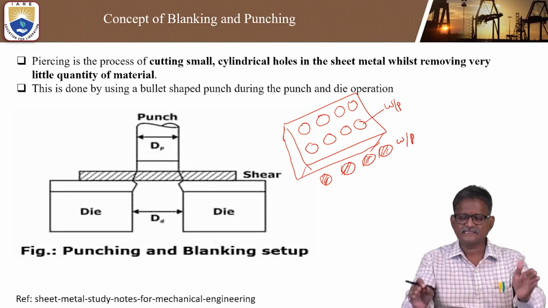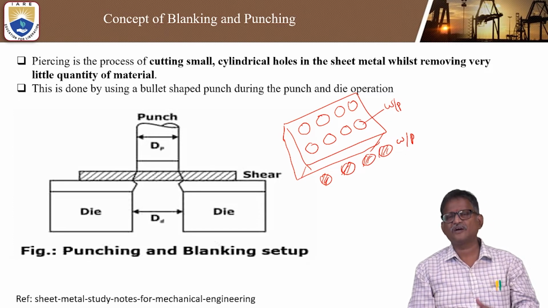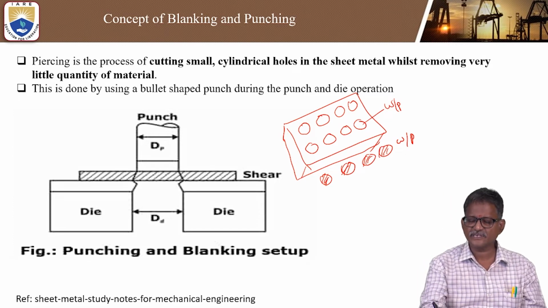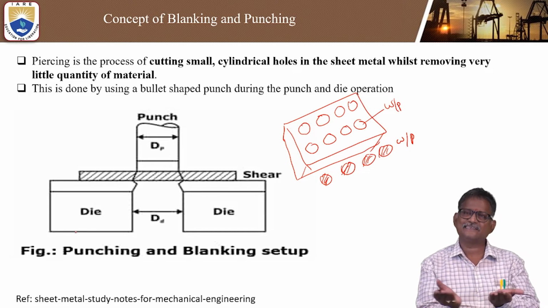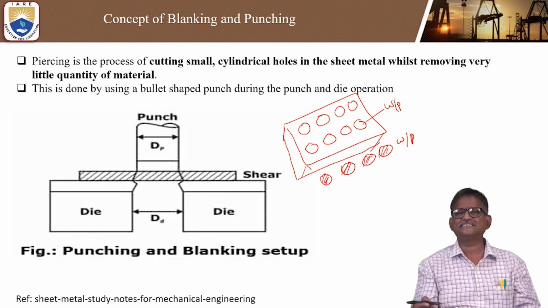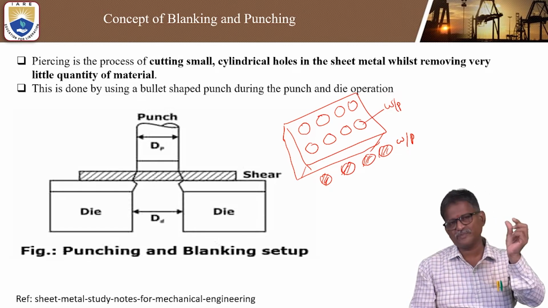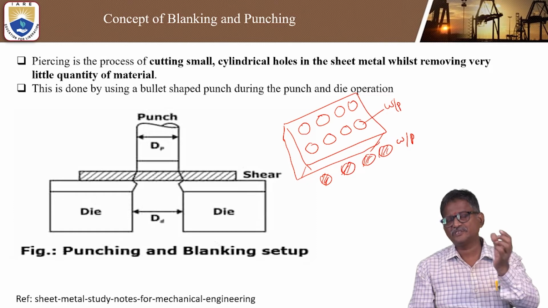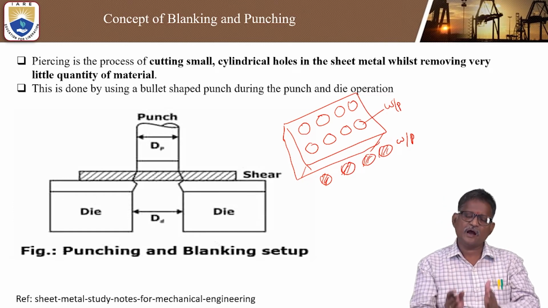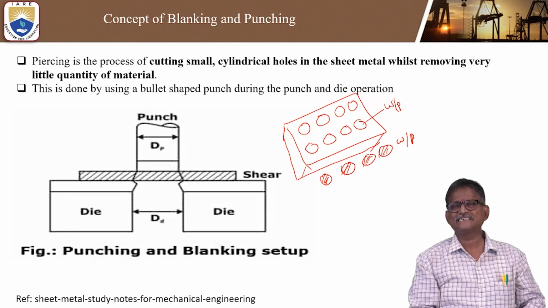This is a setup for how you can make the punching and blanking operation. First, you keep two dies at a distance, and above that you keep a sheet, which may be a minimum thickness of less than 5 mm, 1 mm, or 2 mm based on our application. And apart from that, you put a punch. The punch acts as a tool.